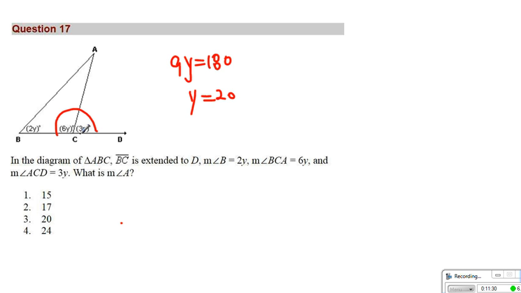Then you will realize that in order for this exterior angle to be 3x, the sum of the two remote angles must be equal to 3x. Well, if this is 2x, then what do you realize? This is equal to 2y, so the other one must be y also, so that our sum becomes 3y. The question is, what is the measure of angle A? This is simply y, so we have 20 degrees, which is choice number 3.